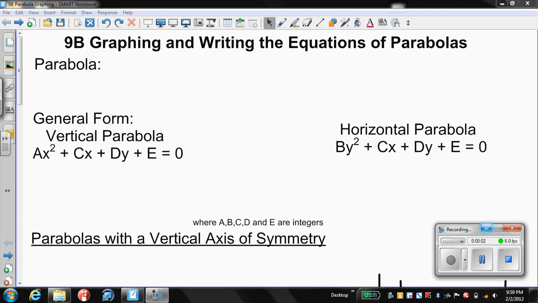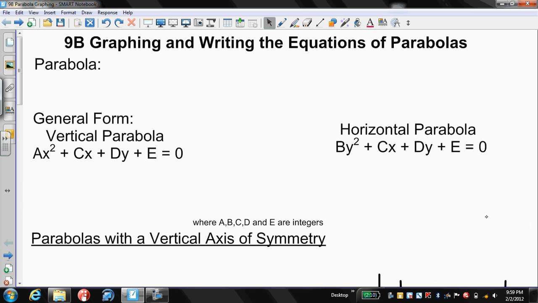Okay, this lesson here is on parabolas. It's our second lesson here in conics. You saw the first lesson on the different types of conics and where they come from. Each next lesson is going to talk about each specific conic, so this first one's going to be on parabolas.